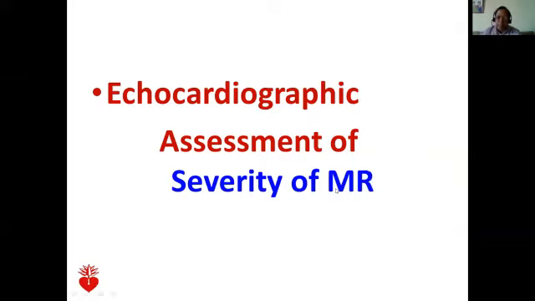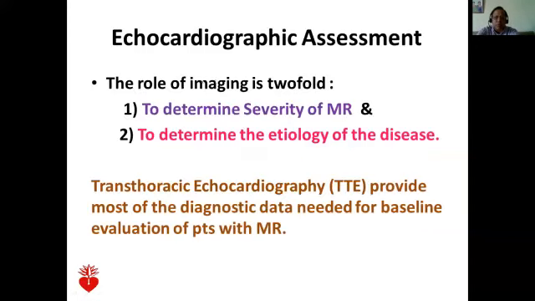What I have talked about previously was the etiological diagnosis by echo. Echo imaging has two roles: one is to determine the severity of the MR, and the other is to determine the etiology of the disease. I will talk about severity now.